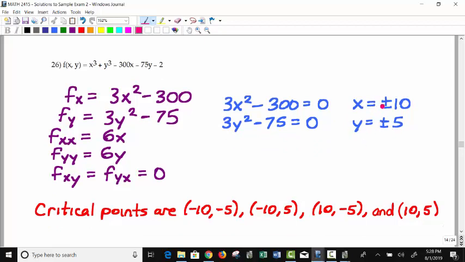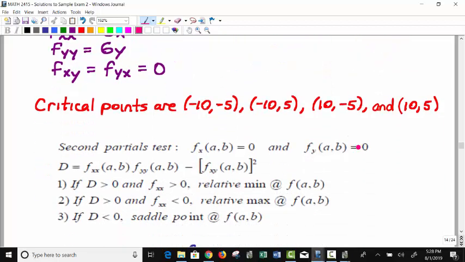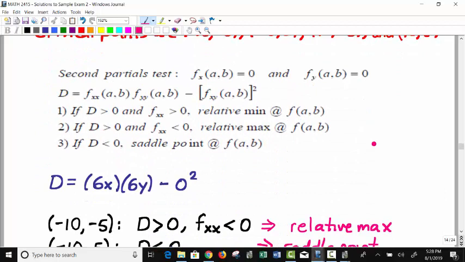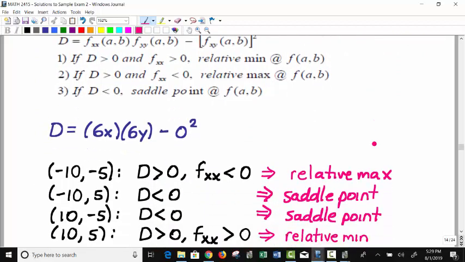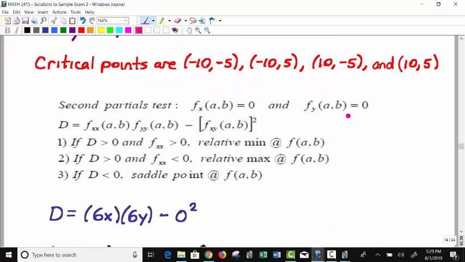Now, that means for the x's and the y's, you have to take every combination of these pluses and minuses as critical points. So, (-10, -5), (-10, 5), (10, -5), and (10, 5). So we have to test all these. I kind of skipped some of the work here, but you can always ask me if you're not sure.